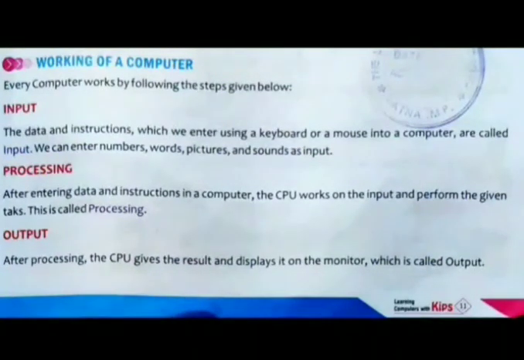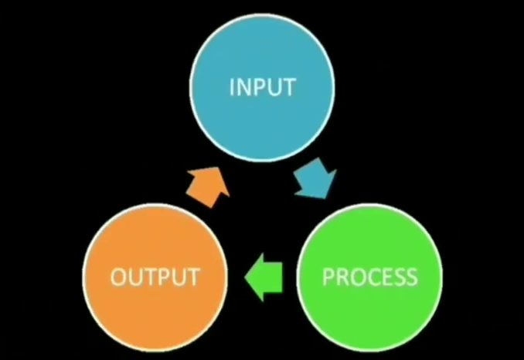Okay, here in the working of a computer, we have seen three things, that is input, processing and output. As we all know, our computer works in the IPO cycle. Now the question comes, what is the IPO? IPO, here I stands for input, P stands for process, and O stands for output. Let's see all the input, process and output in detail.